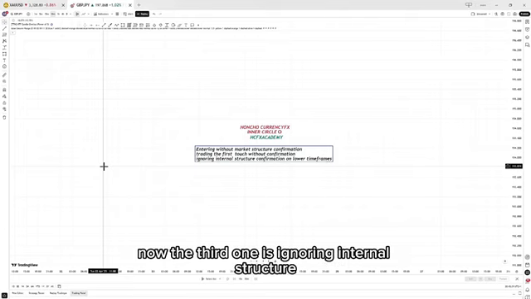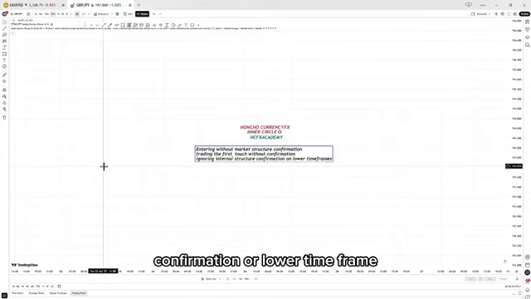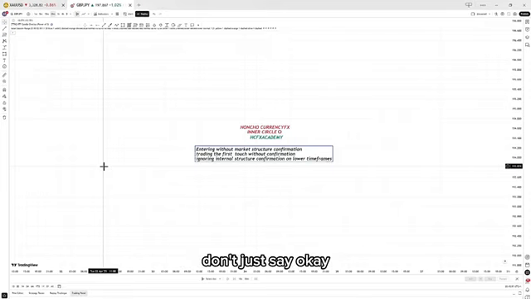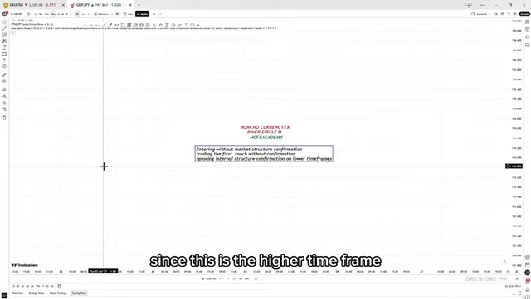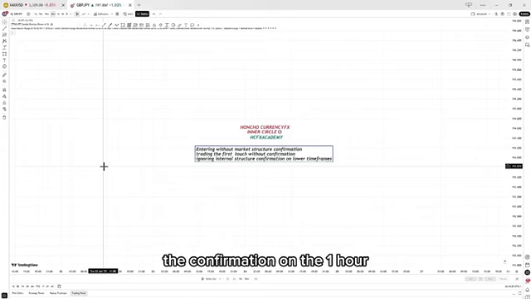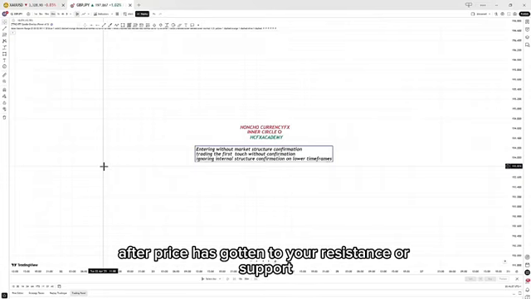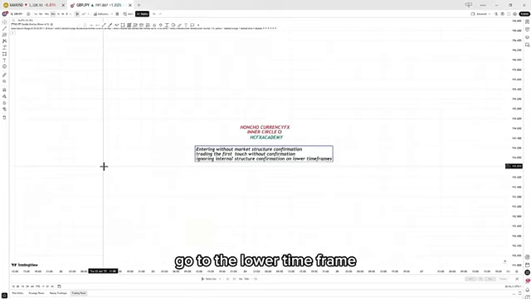Now the third one is ignoring internal structure confirmation of lower time frame. That same setup where price tests your resistance or a support, you need to go to a lower time frame. Don't just say, okay, since this is the higher time frame, like the 1 hour, the price is going to make the confirmation on the 1 hour and then I'm going to enter. No, you need to go to the lower time frame, like the 15 minutes or 5 minutes. After price has gotten to your resistance or support, go to the lower time frame.